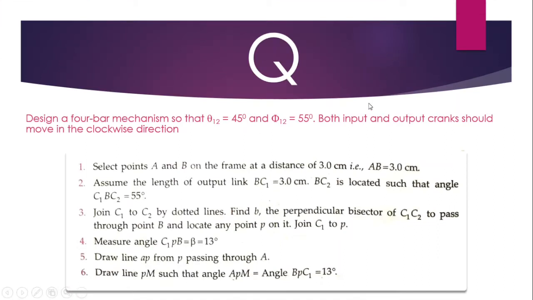And now we can discuss a particular problem. Here is the problem. Design a four-bar mechanism so that theta 12 is equal to 45 degree and phi 12 is equal to 55 degree. Both input and output cranks should move in the clockwise direction. This is the question. Here this particular point is the pivot point of the input crank, and this point is the pivot point of the output crank.